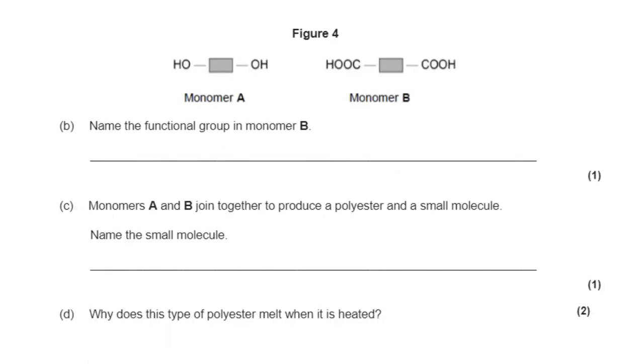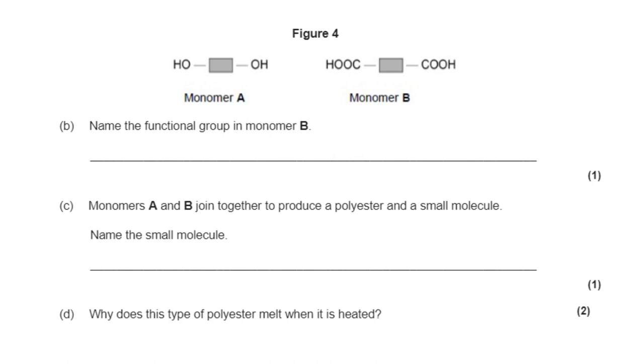That's your answer there. Name the functional group in monomer B. Well, it's the OH, the alcohol group, and monomer A will be the carboxyl group. When they join together, they form a polyester. And what's the removal? A condensation polymer removes water.